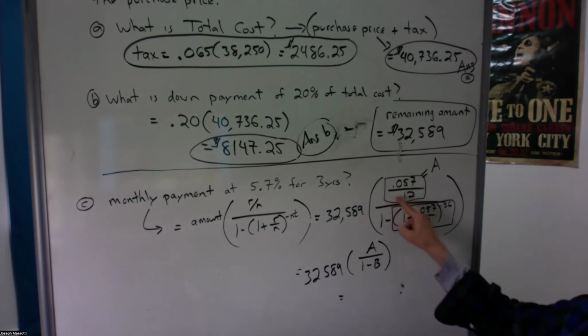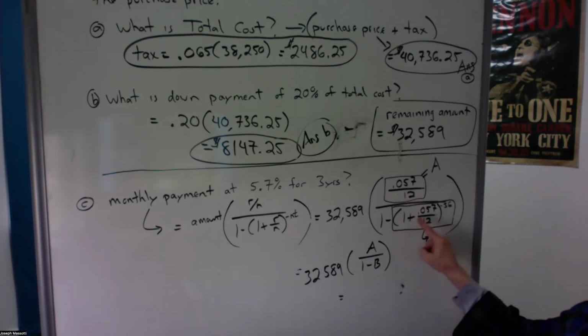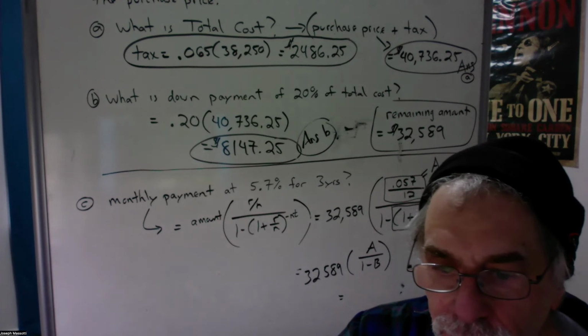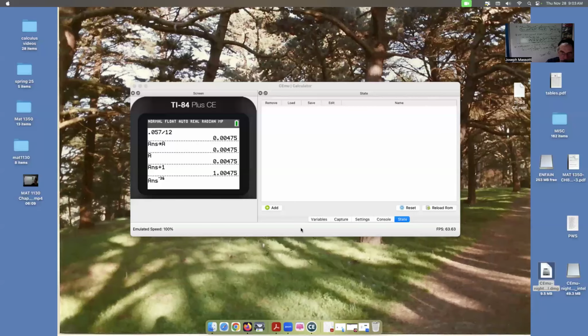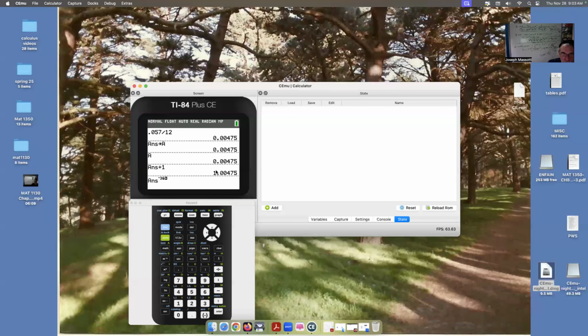So this was my A. I've taken that A and added 1 and raised it to the negative 36, and I'm going to store that to B. That's what I'm going to store to B. When I hit enter, now every time I go back to B, I'm going to get that value.